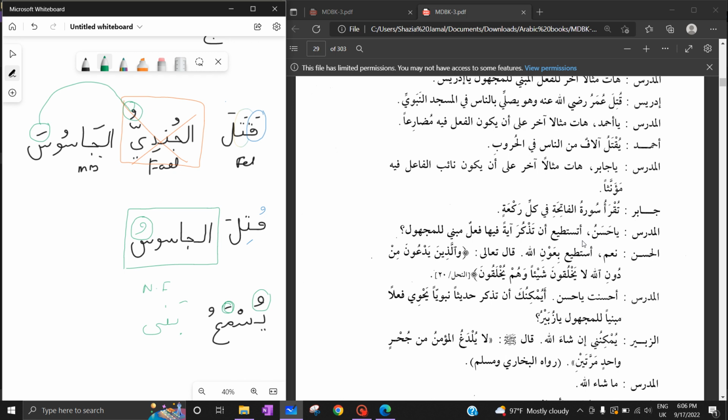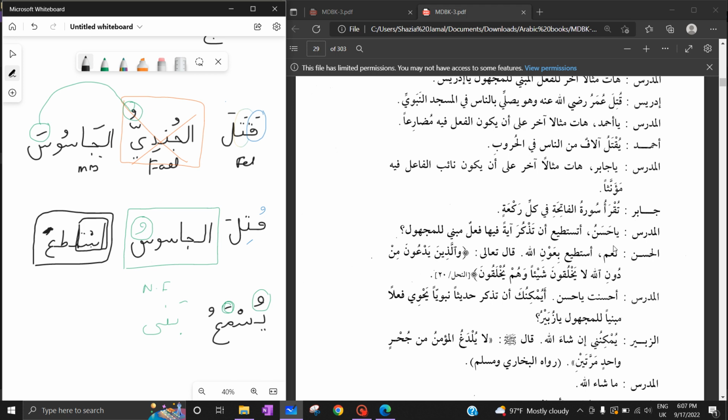مدرس. يا حسن, تستطيع. تستطيع becomes from the verb استطاع. Istata is from the mazid, 3 letters alif, sin and ta. These are the extra letters. If you know sarf, you will understand that it is from the mazid scale, and these are the 3 mazid letters alif, sin and ta added to this fail. Istata. So it means he can.